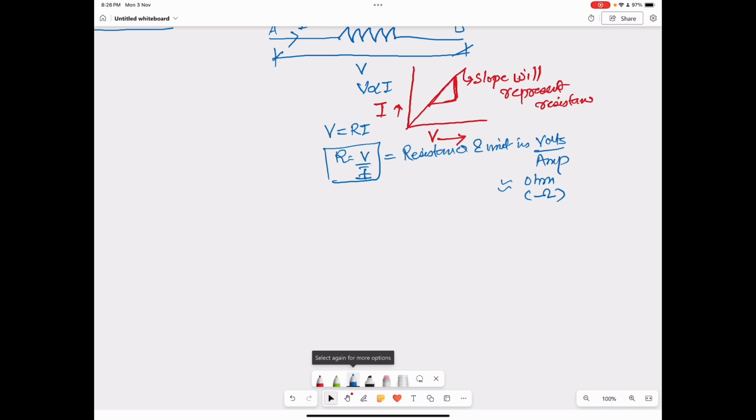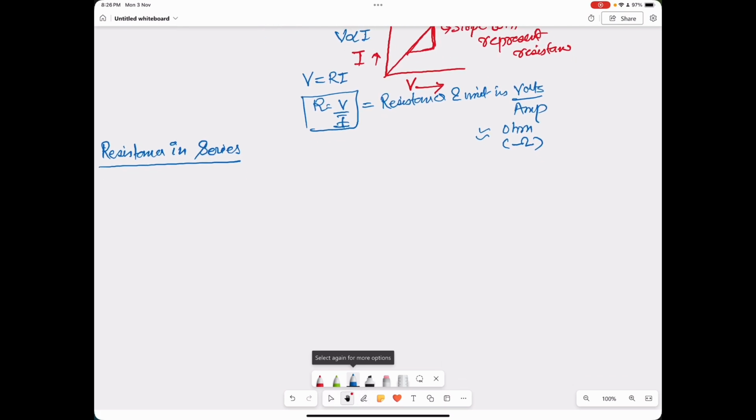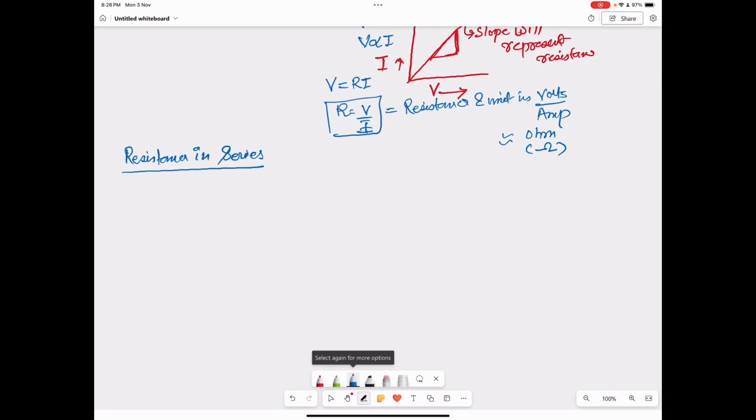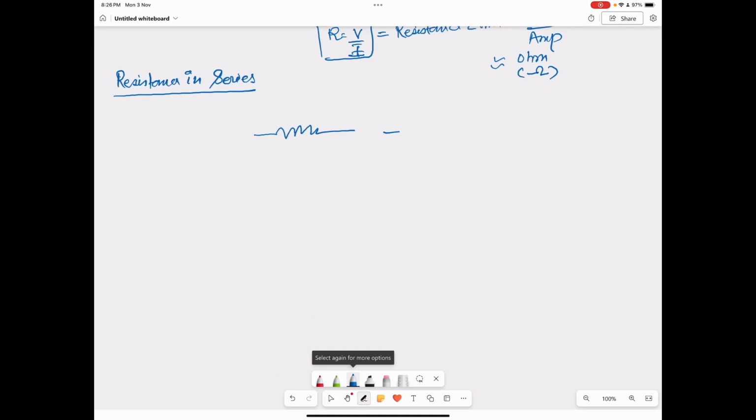Now the other thing which we will talk about is resistance in series. Resistance in series means I have three resistances. One is this, one is this, and another is this. We call them R1, R2 and R3. There are three resistances. Now I am connecting their ends to each other.